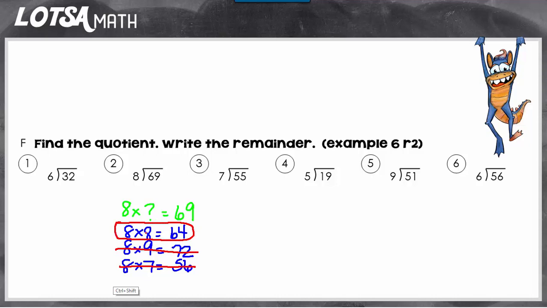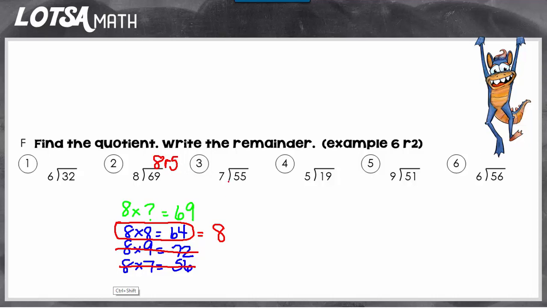But it's not going to be exactly that, but we know that our quotient, our answer, is going to be 8. So 8 would go here. That's going to be our answer. But 8 times 8 is really only 64, not 69. So we're going to have a remainder. We need to figure out that remainder by counting from 64 to 69. 64, 65, 66, 67, 68, 69. There's a difference of 5 between 64 and 69. So the answer is 8, remainder 5.